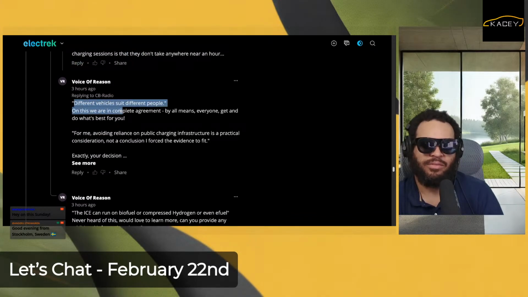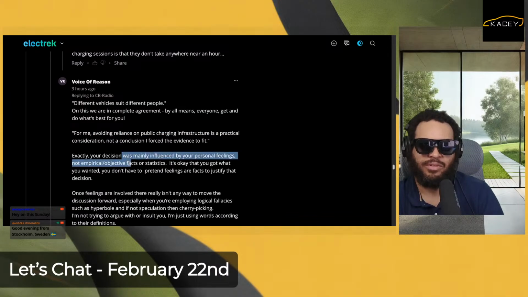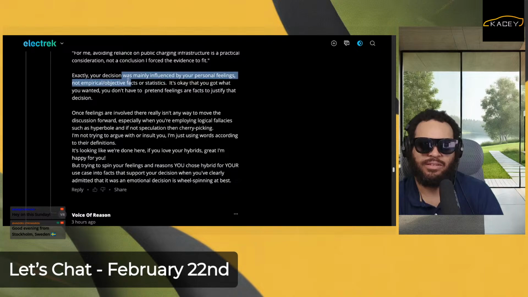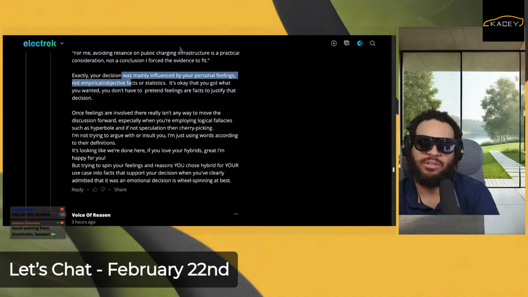Yeah, different vehicles suit different people. On this, we are in complete agreement, but that means everyone get in and do what's best for you. For me, avoiding reliance on public charging, exactly. Your decision was mainly influenced by your personal feelings, not empirical or objective facts or statistics, and it's a poor choice of vehicle and charging network versus where you're trying to go.